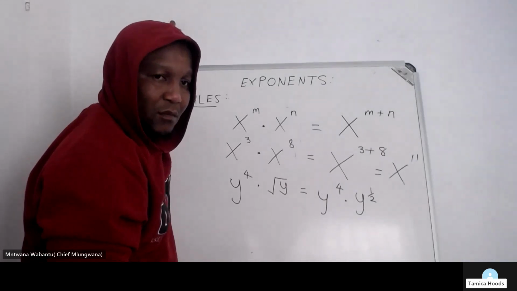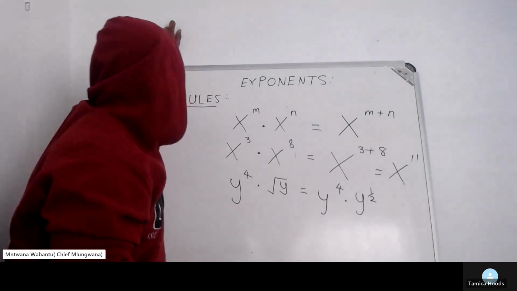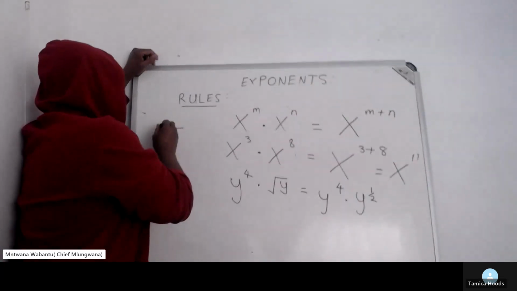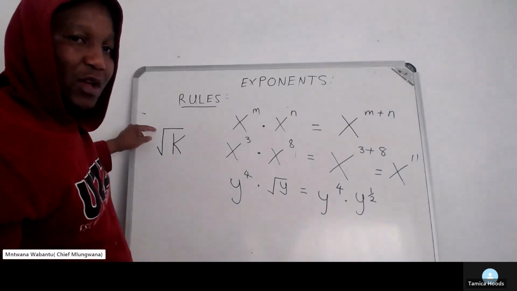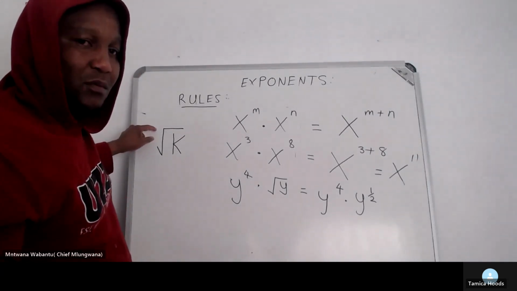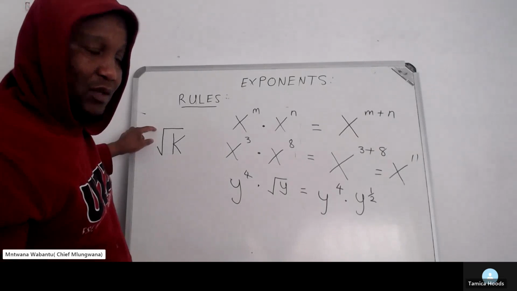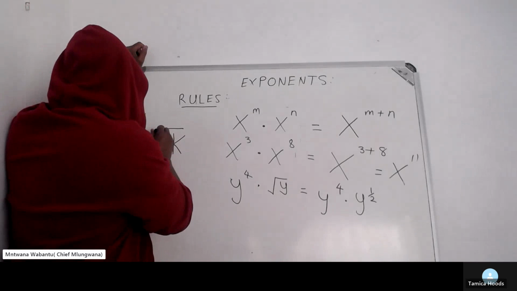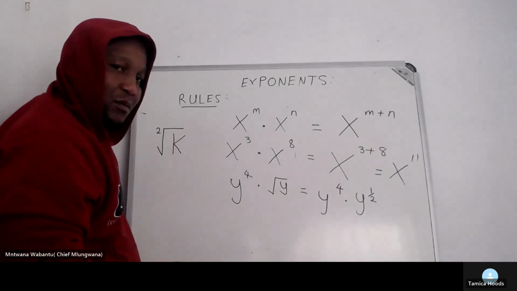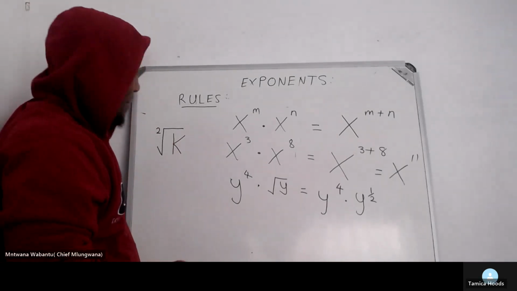Why do we say 1 over 2? It's a rule. Let me say it slowly. If you have a square root of k, and there's no number here, we assume the number 2. You see there's no number here? Yes. We're going to assume that when there's no number, it is 2. All right, take a look.